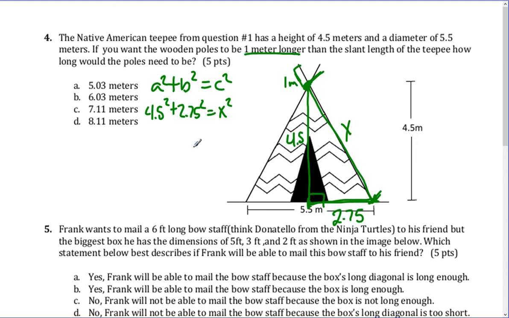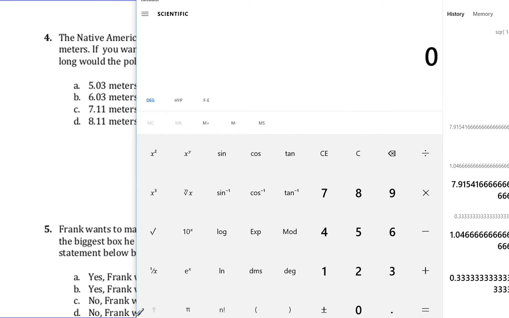You can do that much easier on your calculator than I can do on mine. I have this stupid calculator, which I'm really starting to dislike because it's not really user friendly.